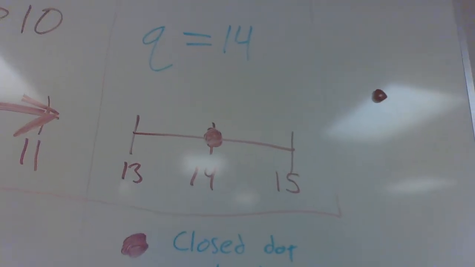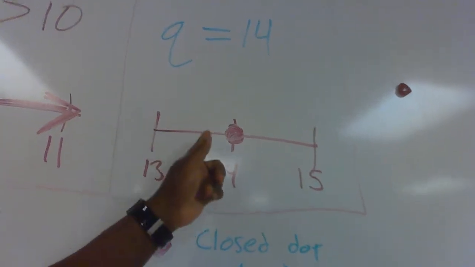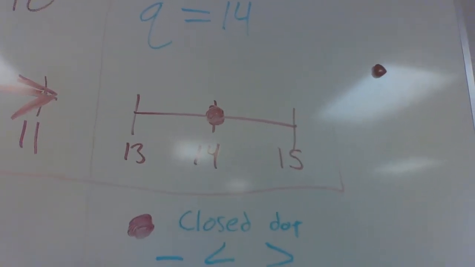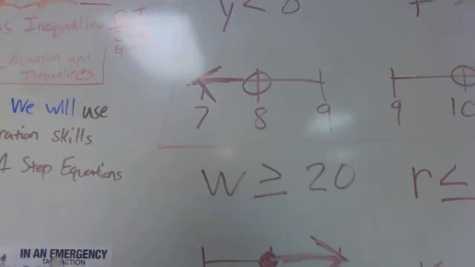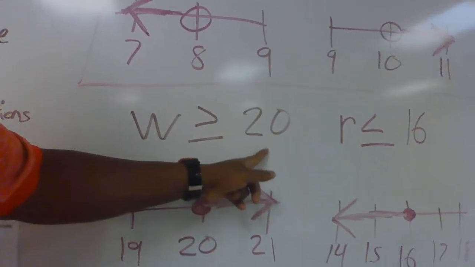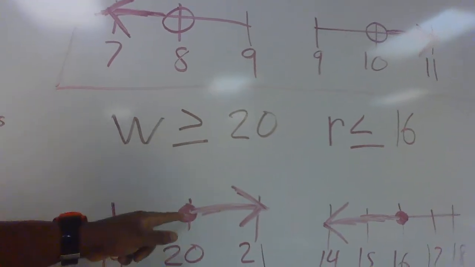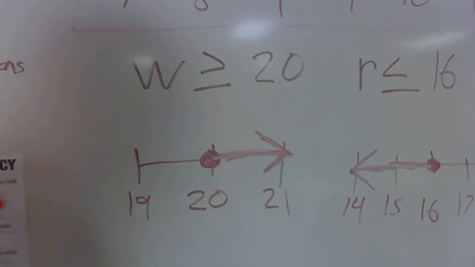Q equals 14. It's equal to 14, so the dot's filled in. It's not less than, and it's not more than 14, so it is just 14, no arrow with a closed dot. W is greater than or equal to 20. Filled in circle because it could be equal to 20, but it also could be more than 20. So my arrow is pointing to the right of the numbers that are more than 20.